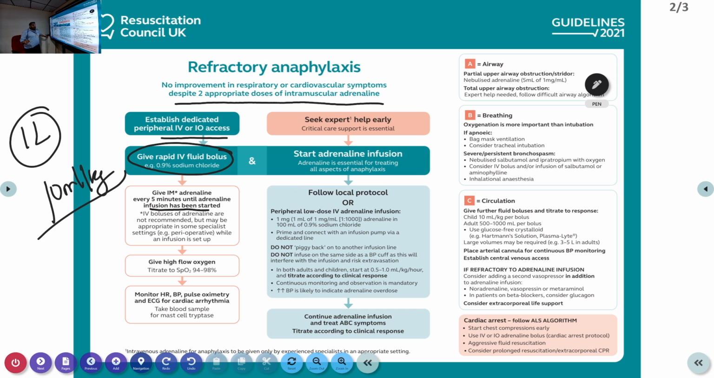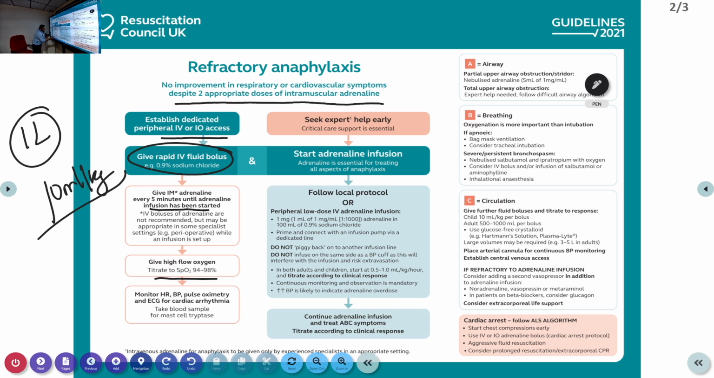IV bolus of adrenaline is not recommended. Like what we did for cardiac arrest, it is not recommended here. You need to start with an infusion. Infusion protocol I will tell. We will go to that side and I will tell you the infusion protocol, and give high flow oxygen, treat hypoxia, monitor, and all the blood samples, all those things you can take.